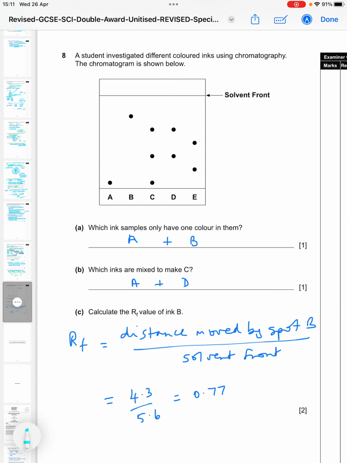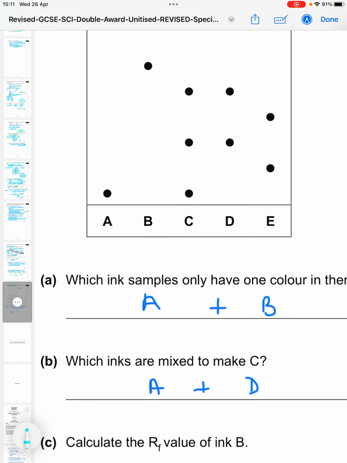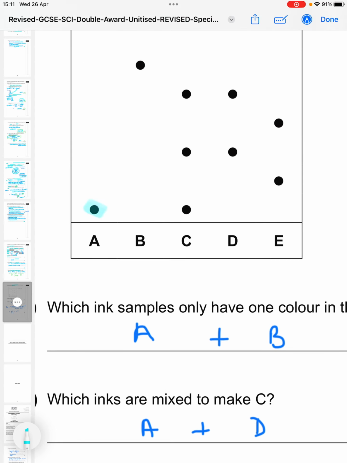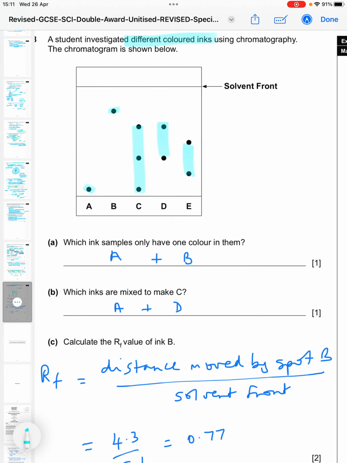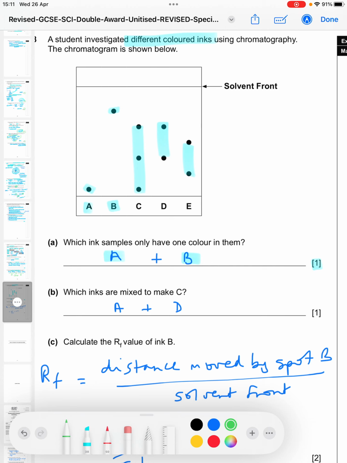And the final question on this specimen paper was about chromatography. So it says a student investigated different coloured inks using chromatography. The chromatogram is shown below. So if we just have a look at this here, we can see there's 1 dot for A, 1 for B, C has 3, D has 2 and E has 2. So which ink samples have only 1 colour in them? Well, that is A and B because they only have 1 dot each. You need both to get your mark.